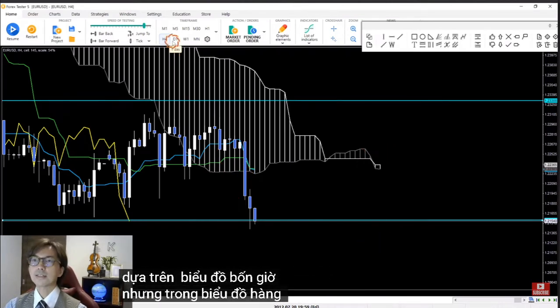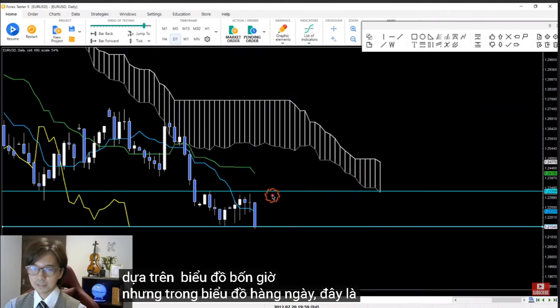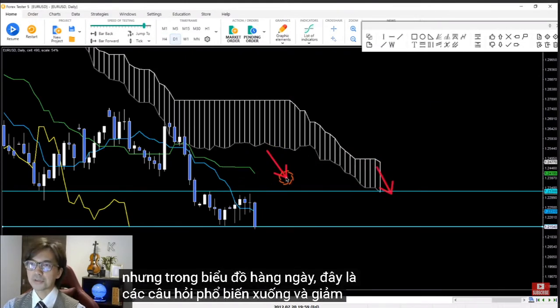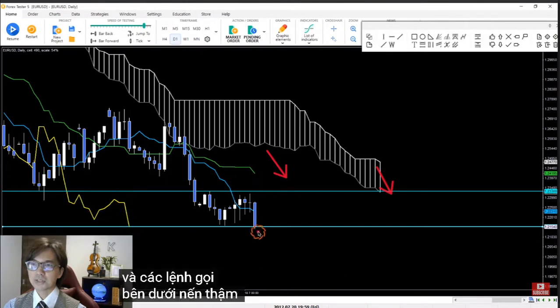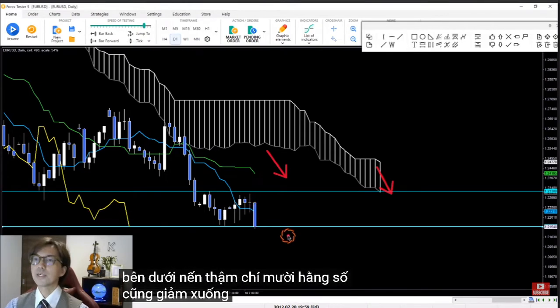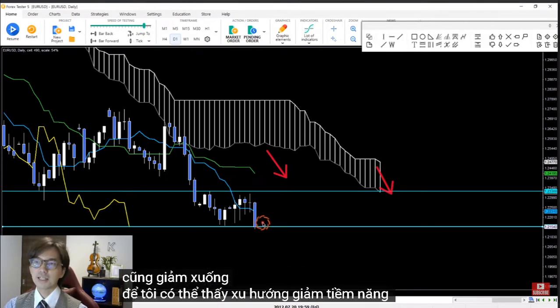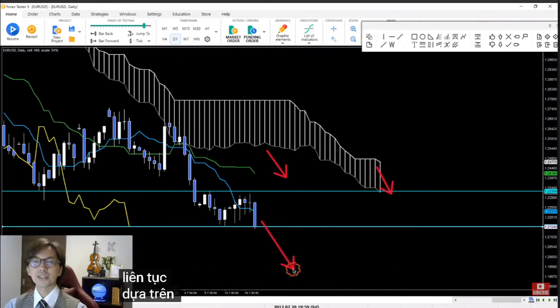But in the daily chart, this is down, the Kumo down, Kijun Sen down, and Chikou span below the candles, even Tenkan Sen's down too. So I can see the potential and continuous downtrend based on the daily time frame.